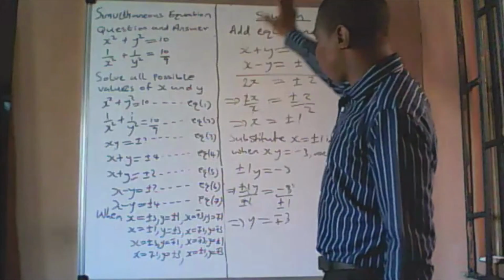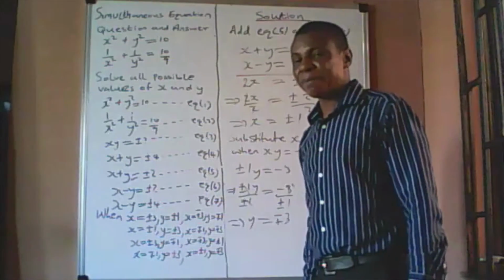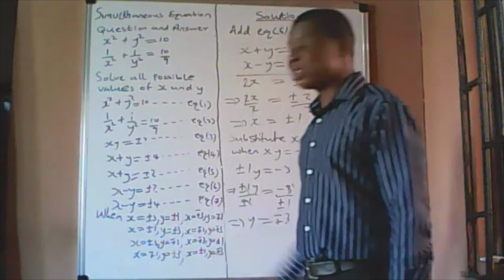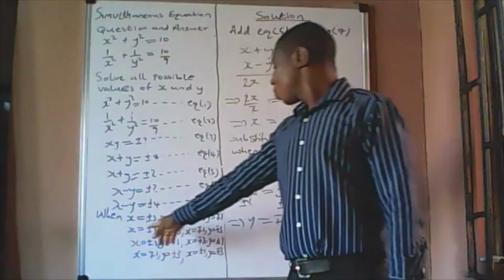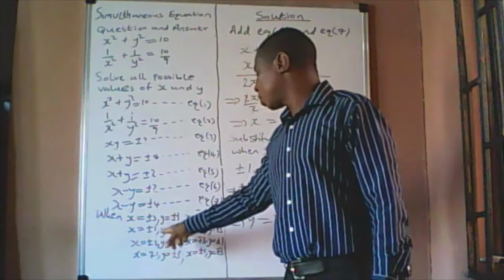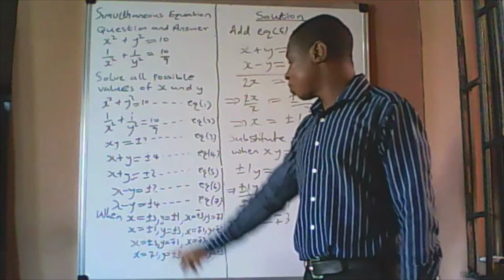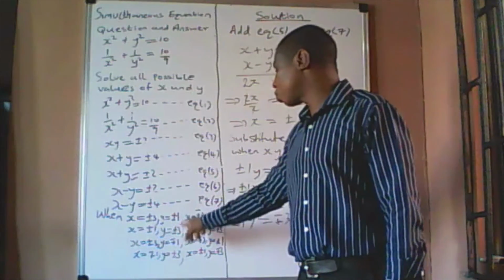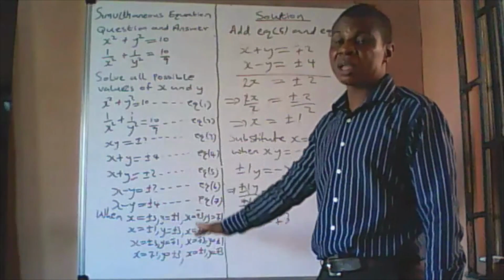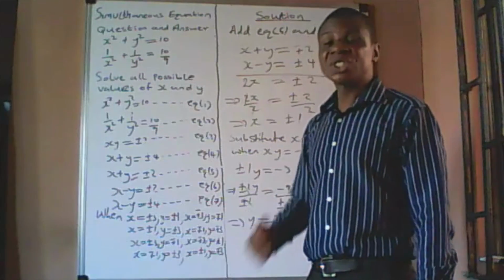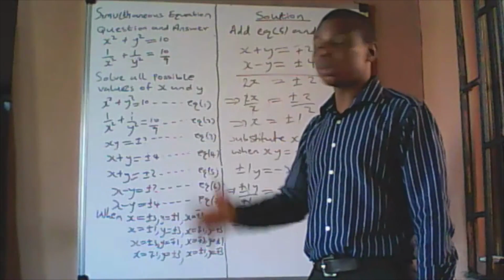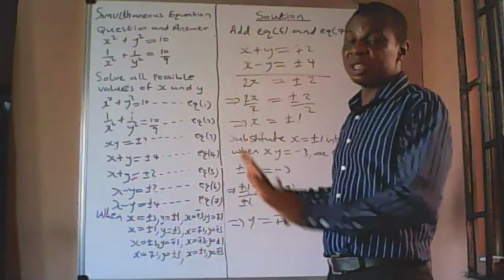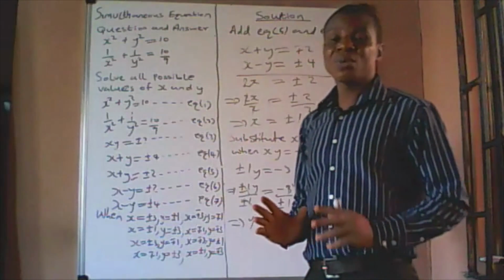Having gotten the possible values of x and y, here we can see that we have 16 sets of answers. When x is equal to plus 3, y is equal to plus 1, and when x is equal to minus 3, y is equal to minus 1. The same thing is applicable to other solutions. That means we have 16 sets of possible solutions for this equation. So that's all the values of x and y.